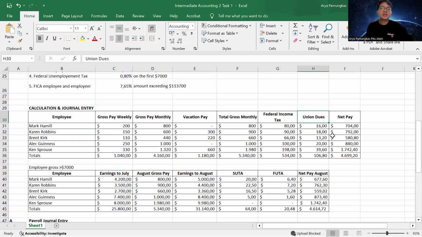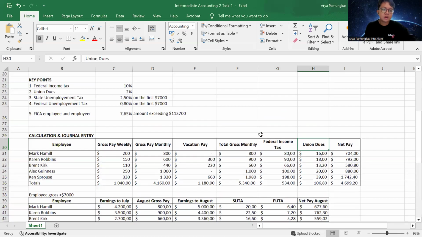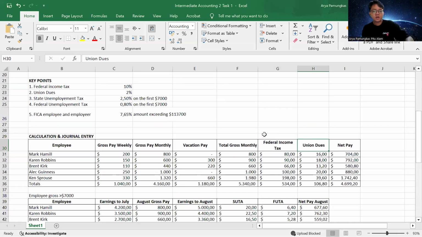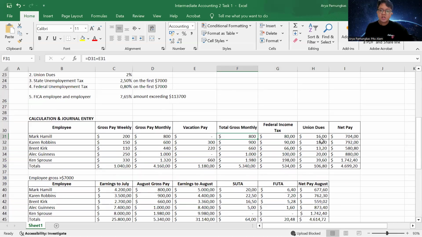And last, we search for the union dues of each employee for August, where we multiply the gross monthly by 2%, since the union dues rate stated before is 2%. So the union dues for Mark Hamill is $16, for Karen Robin is $18, for Brent Kirk is $13.2, for Alec Guinness is $20, and lastly for Ken Sprouse is $39.6.